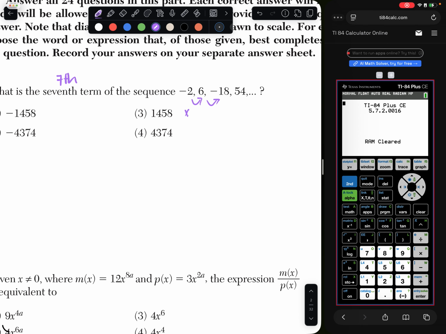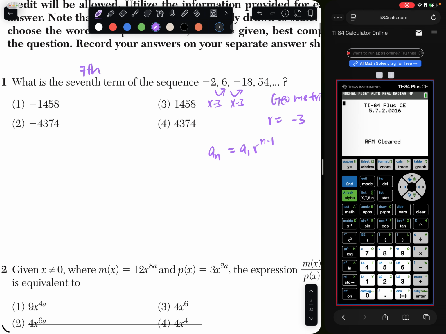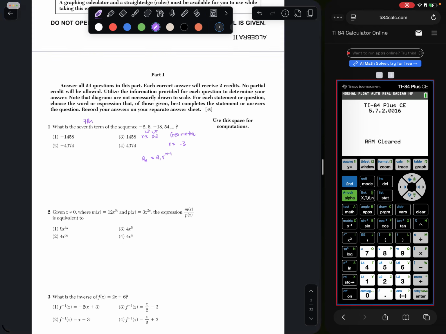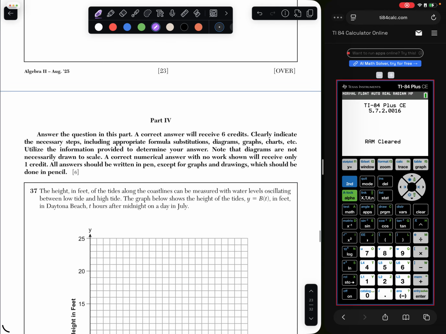So -2 times -3 gives me 6, and then 6 times -3 is -18. So this tells us that this is a geometric sequence, and my ratio is r equal to -3. And now to get the 7th term, we will have to use this formula: a sub n is equal to a sub 1 times r to the n minus 1. For geometric sequences, it's basically an exponential relationship. And this formula is actually given to you. It's towards the back of your test.